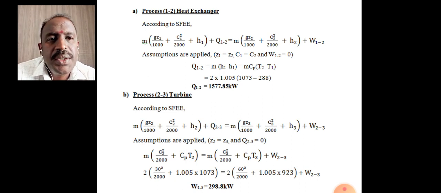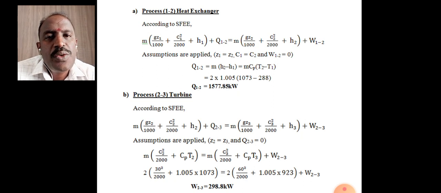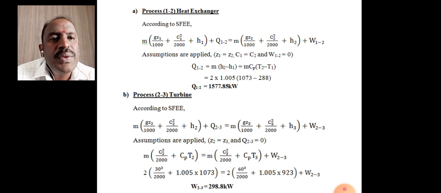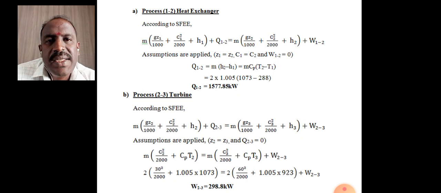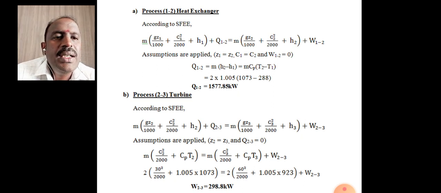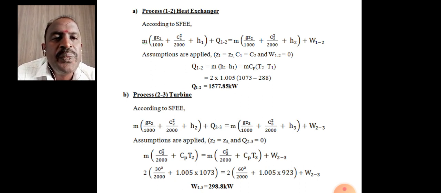We are going to calculate the q value. So q1 to 2 will be m into (h2 minus h1) is the final formula. So h we can represent as enthalpy equal to cp into t, so m into cp into (t2 minus t1). You can substitute the cp value of air as 1.005, and T1 is given in the problem and m is also given. So from that we can calculate the Q value, which is 1577.85 kilowatt.